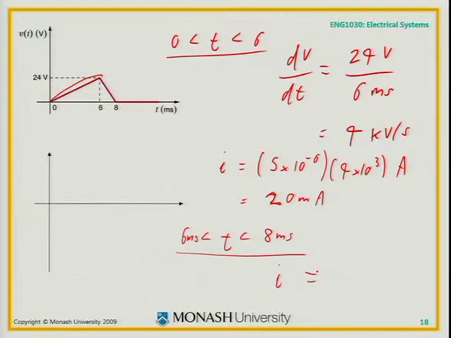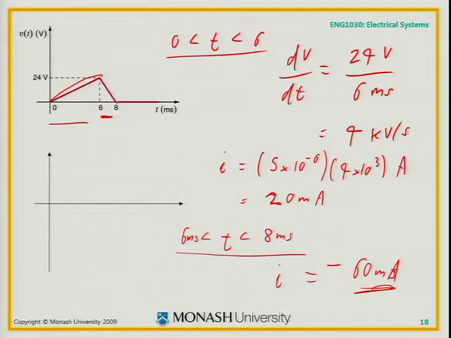Negative 60. The slope's going to be 3 times the magnitude and negative, because now I dropped the same voltage in only 2 milliseconds instead of 6. So it's going to be minus 60 milliamps. You can save a bit of time, or you can redo the calculation. And what about after 8?